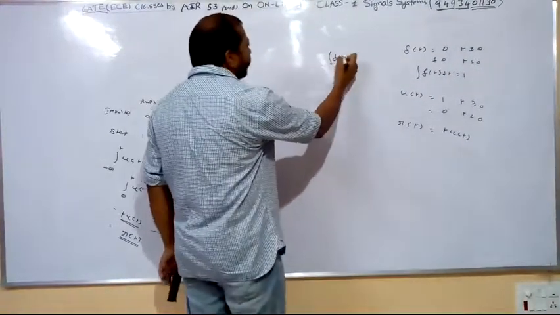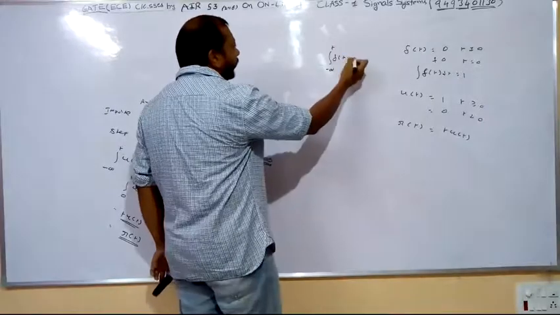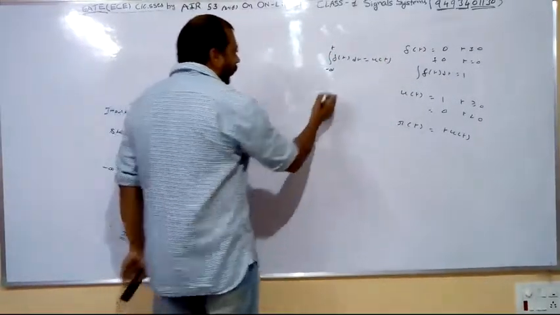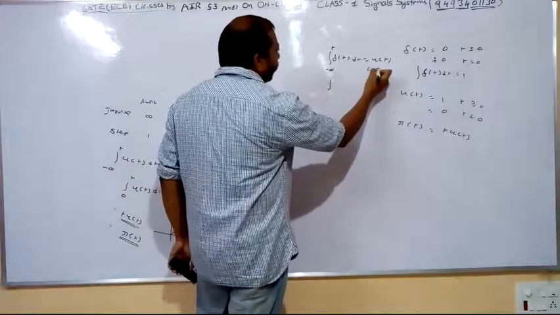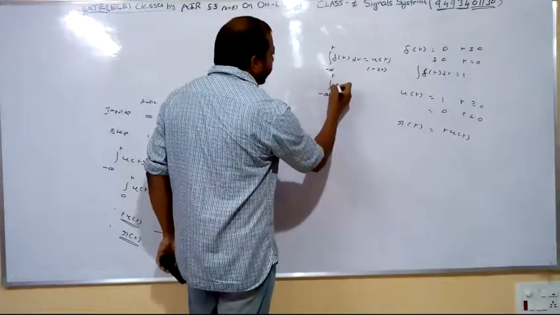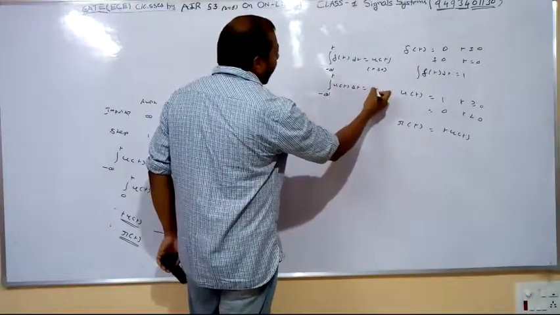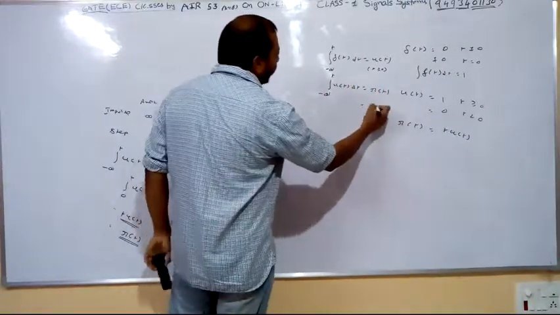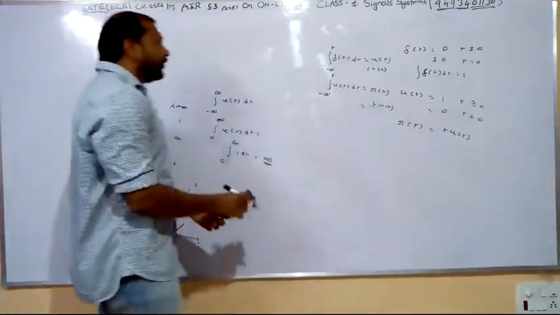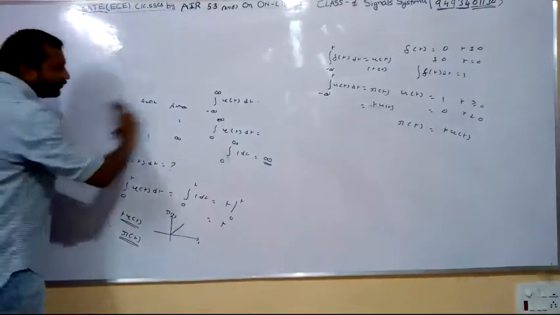And the integration from minus infinity to t of del of t dt is equal to your u of t, as you have already seen. And for t greater than or equal to 0, the integration from minus infinity to t of u of t dt is equal to your r of t. Your r of t is equal to t into u of t.